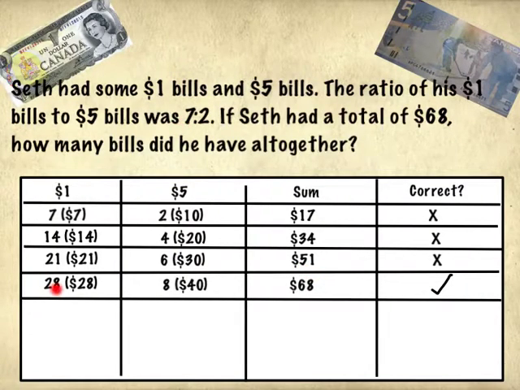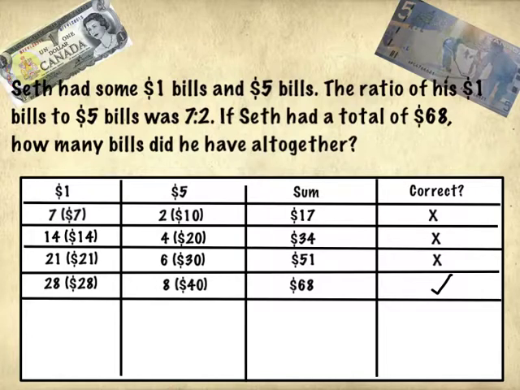Try 4. 7 times 4 is 28. 2 times 4 is 8. That gives me 28 plus 40, which is 68. Here's my correct answer. So what did he have? He had 28 ones and 8 fives. So my sentence will be he had 28 $1 bills and 8 $5 bills.